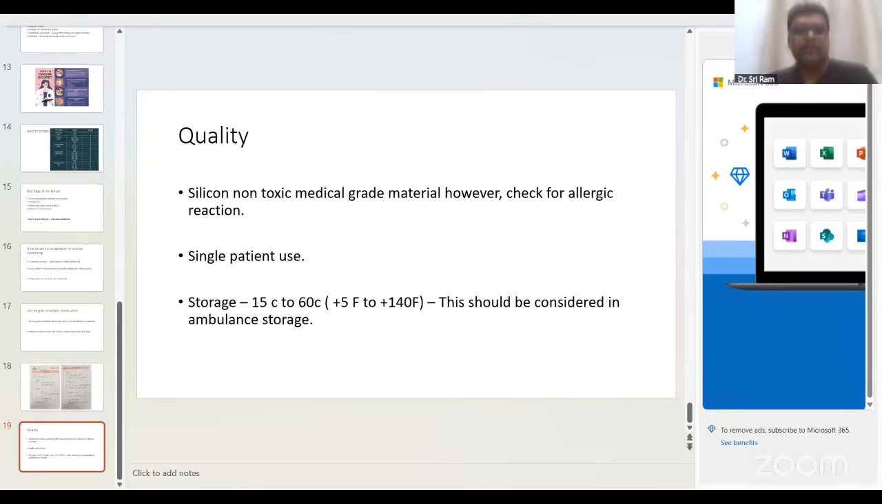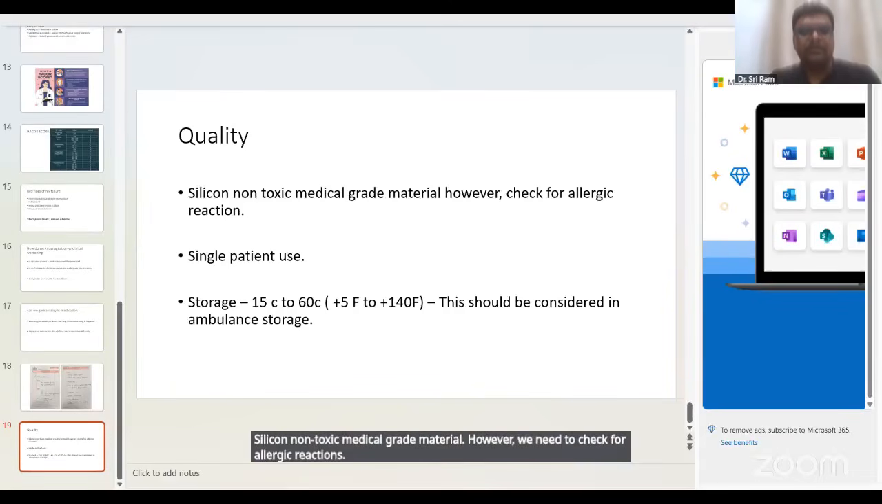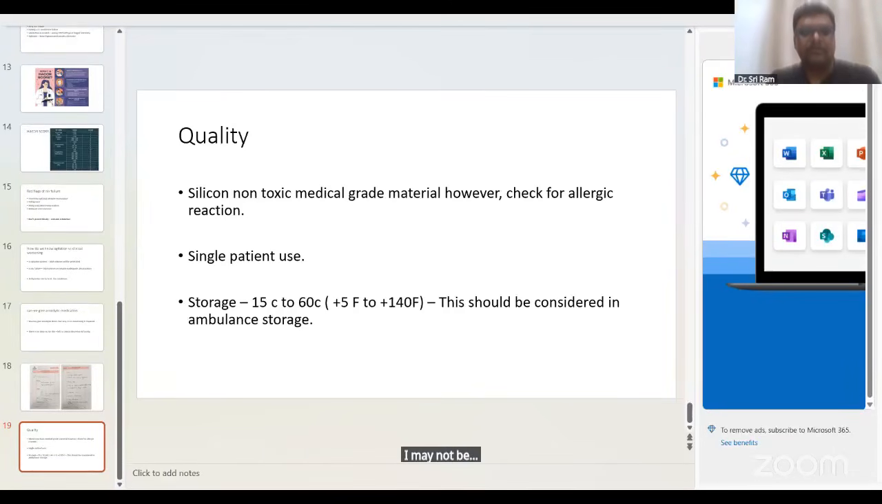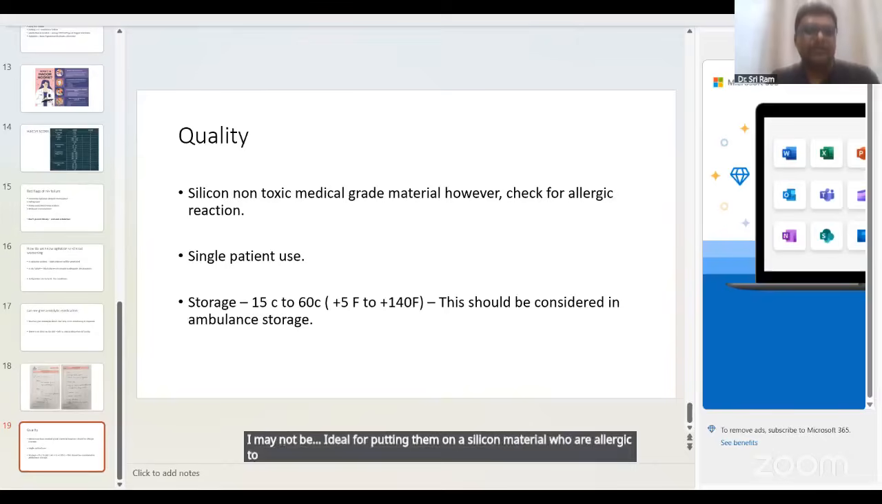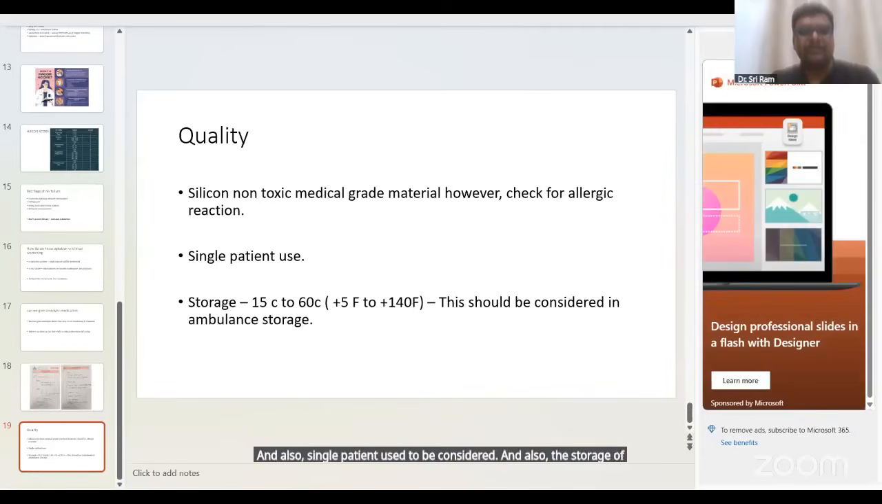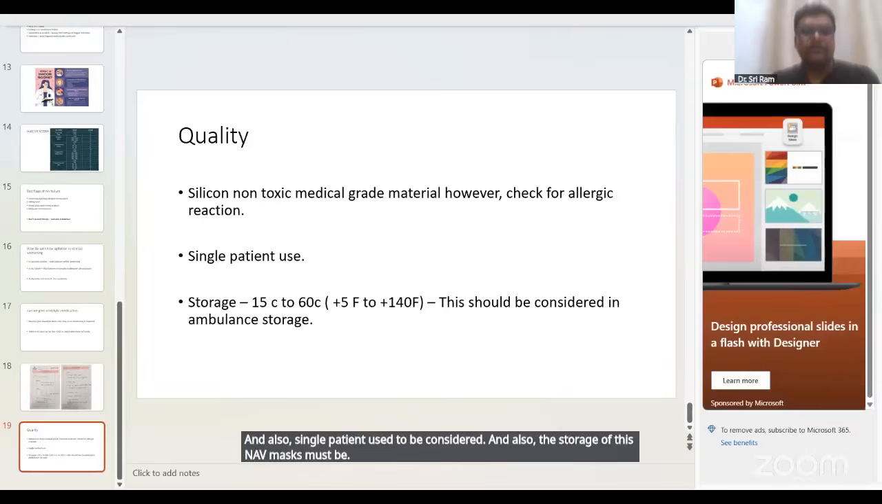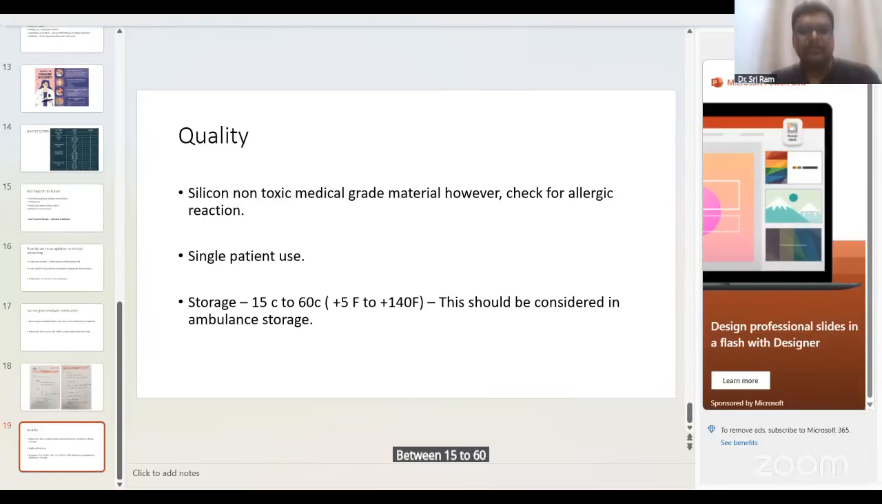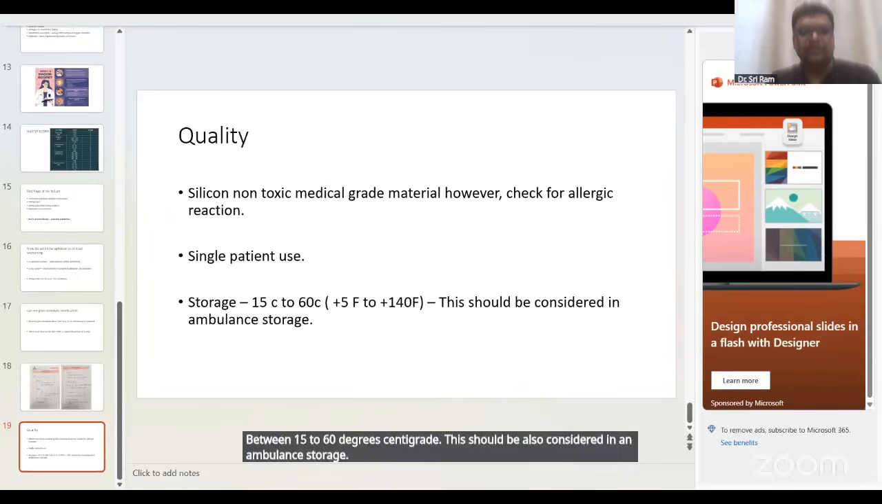The material used for an NIV mask is silicone, a non-toxic medical grade material. However, we need to check for allergic reactions. Some patients who are allergic to that material may not be ideal for silicone. Also, single patient use should be considered. And also the storage of these NIV masks must be between 15 to 60 degrees centigrade. This should also be considered in ambulance storage.